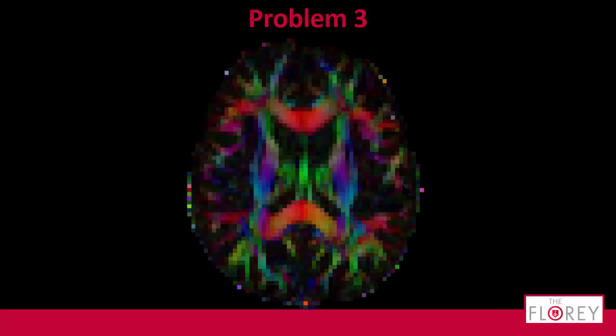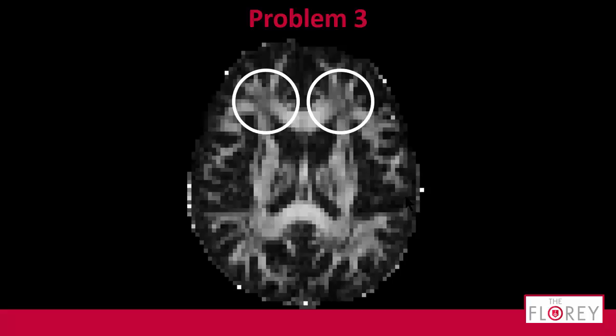Problem 3 is actually with the FA component. So here's the DEC FA. You know this region looks a bit smudgy, but also a bit darker. Is it really darker? Let's check the FA. Yes, it is. Doesn't make sense. There's just as much axon volume in there. It's just the structure that modifies it.